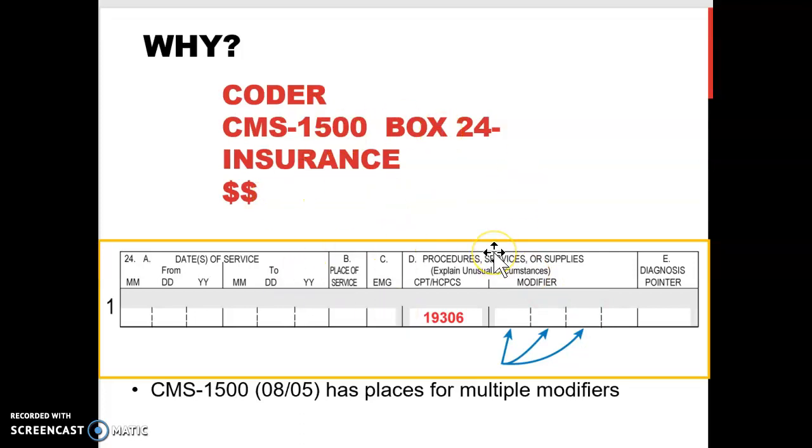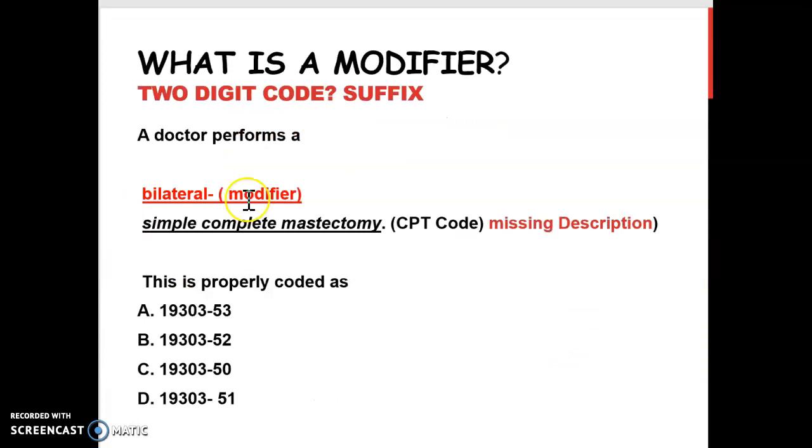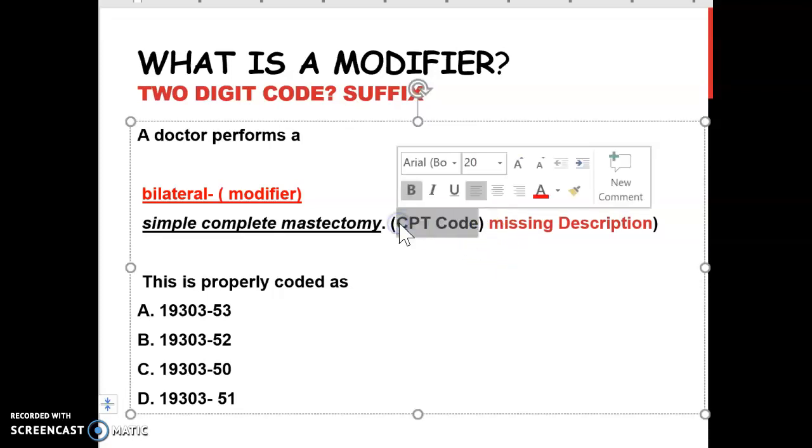It is not something that we put on a code. It has to go on the claim form. So exactly what are we looking for? Remember, we said modifier. What does a modifier mean? Modifier means something that adds to the missing information not given to us by the CPT code. Okay, what does that mean?